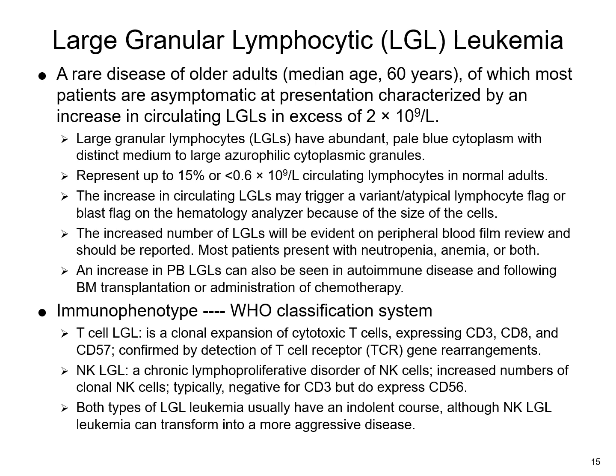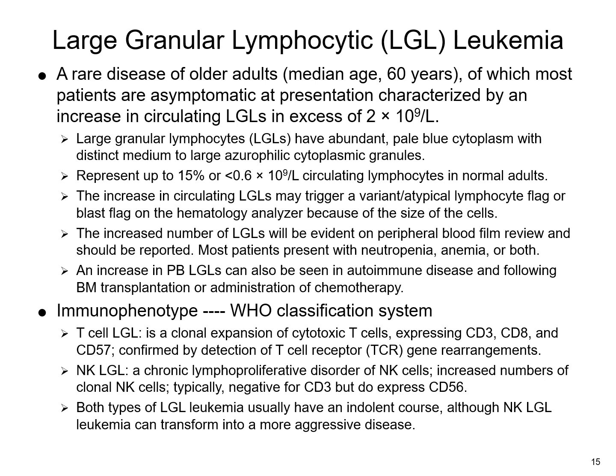These large granular lymphocytes are cells that have an abundant blue cytoplasm, and they have very distinct medium to large eosinophilic cytoplasmic granules. Now these larger lymphocytes are going to make up about 15% of those circulating lymphocytes. And the increase in those circulating cells can trigger a variant or atypical lymphocyte flag or a blast flag on your analyzer. So that's going to alert you that you need to review your smear.